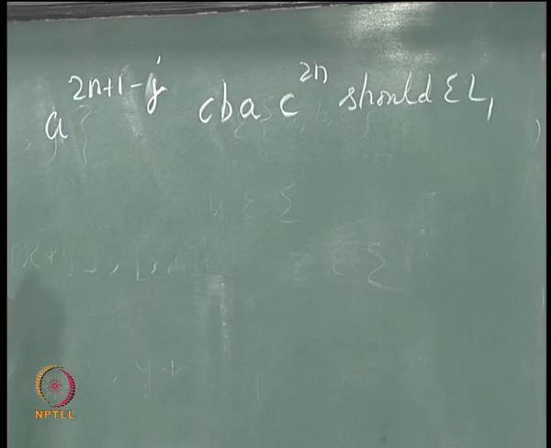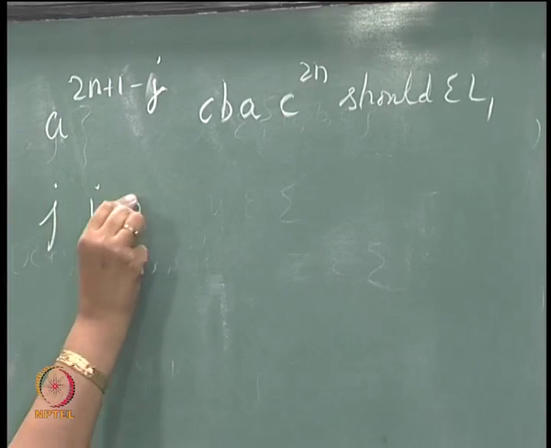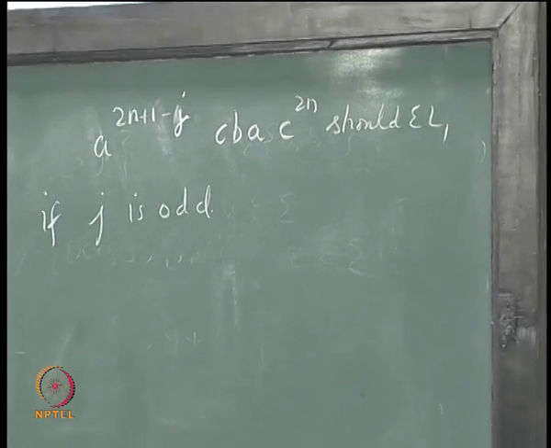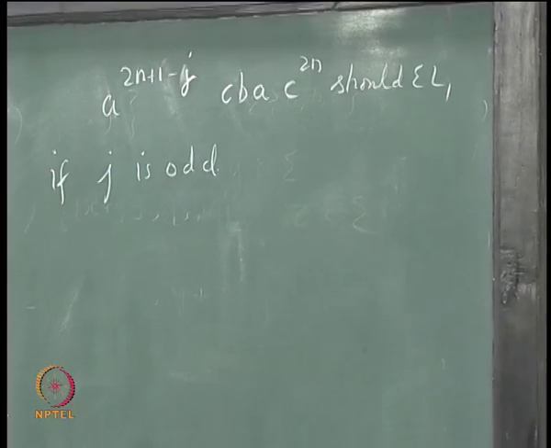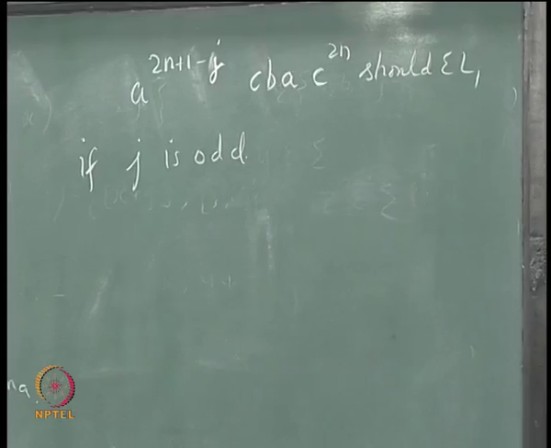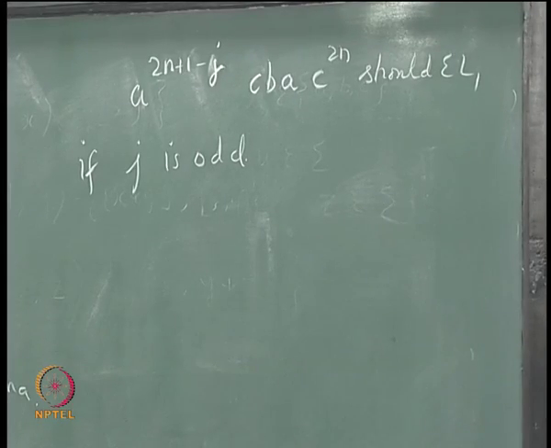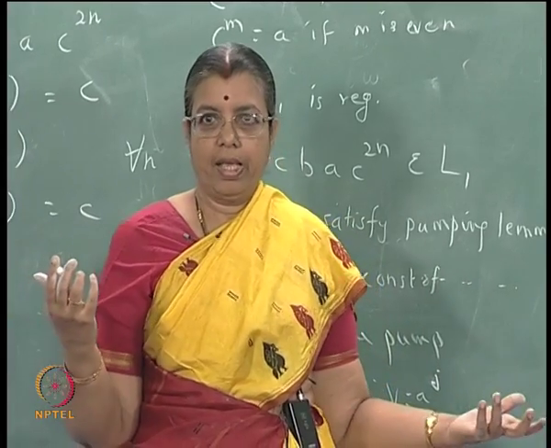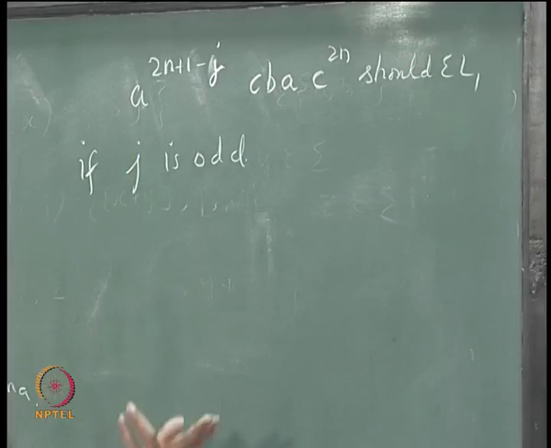If j is odd, what do you get? The length of the string is odd. By our condition, the string has to be of even length, then only you can split it into 2 equal halves. So, you get an odd string belonging to L1, which is a contradiction.